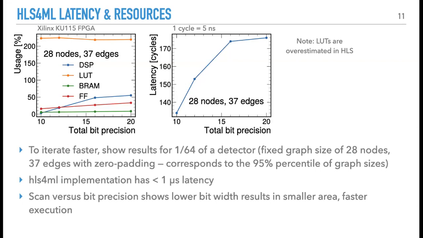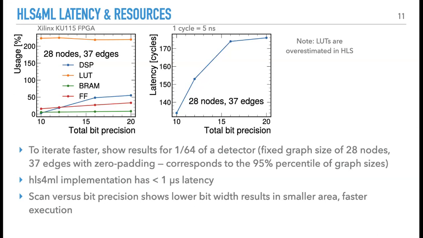What you see here is that the HLS for ML implementation, on the right, has a latency of less than 1 microsecond. This is a 5 nanosecond clock cycle. You can see that from 10 to 20 total bits, it scales from about 130 to about 180 clock cycles. So again, all of it is less than 1 microsecond, which is about 200 clock cycles.